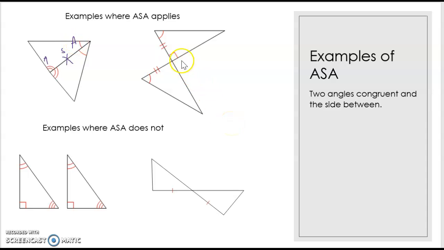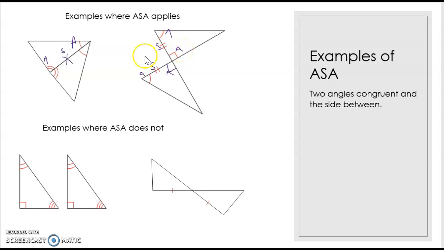And the next one we have a little bit of information. We have an angle and a side, and this one shows to be a right angle. Let's think about what that means. If we have a right angle, then the vertical angle would also be right. So we have the same situation: A, S, A, and it goes with A, S, A.